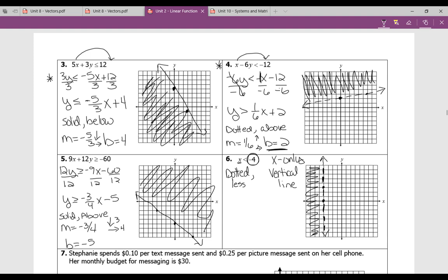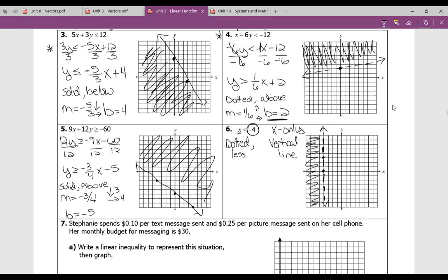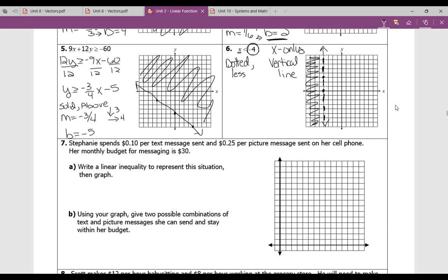All right. So let's do a couple of the word problems. And then the lunch cart should be here by the time we finish. And then we will finish up the last page.